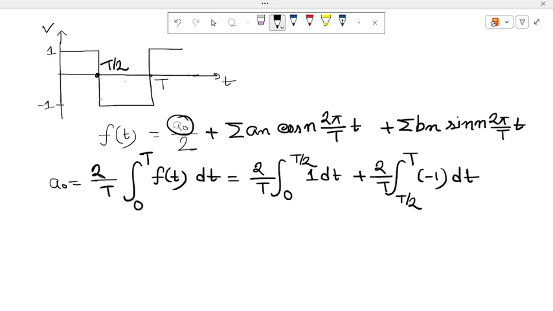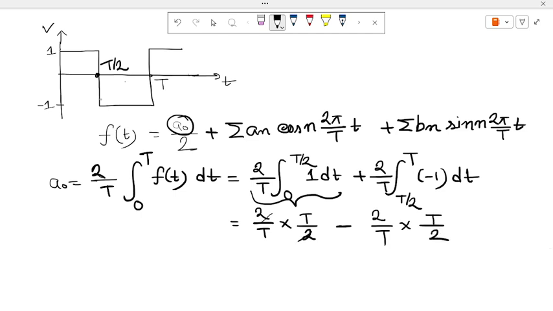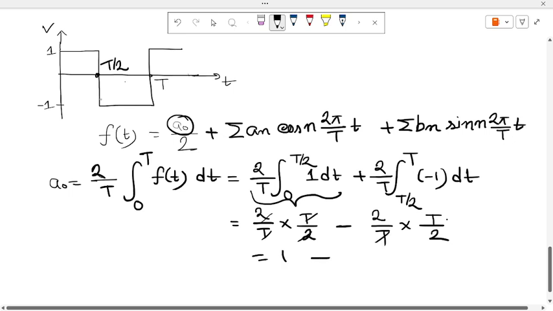Okay, so this is a very easy integration, right? If I integrate the first term, I will have 2 by T into T by 2, and if I integrate the second term, I will have first of all minus, then 2 by T, then again T by 2. So what is this? This is 1, then this is 1, so ultimately a naught is equal to 0. It's obvious that the average of the signal is 0, so a naught is equal to 0.